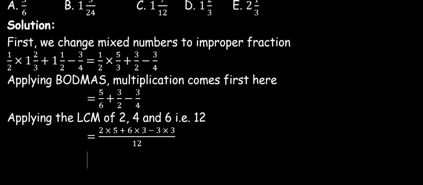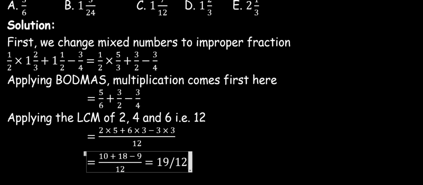Now, when we do our multiplication, we have these values. 2 times 5 will give us 10. 6 times 3 will give us 18. And 3 times 3 will give us 9, with the appropriate sign showing there, all over 12. Next, we can now do our addition and subtraction, and that will give us 19 over 12. That is the same as 1 whole number, 7 over 12.